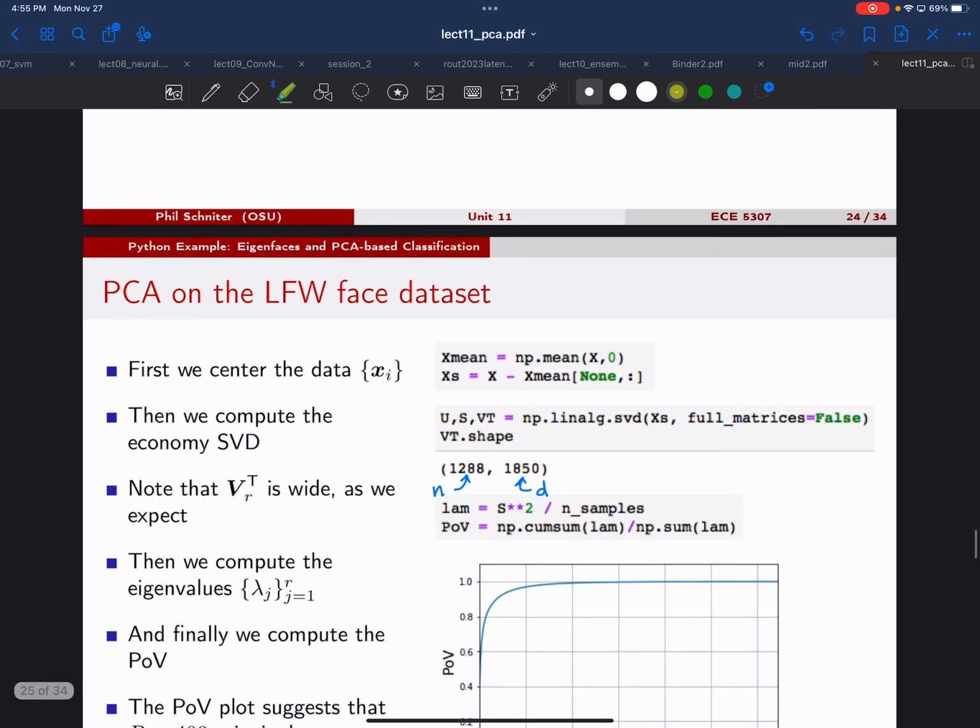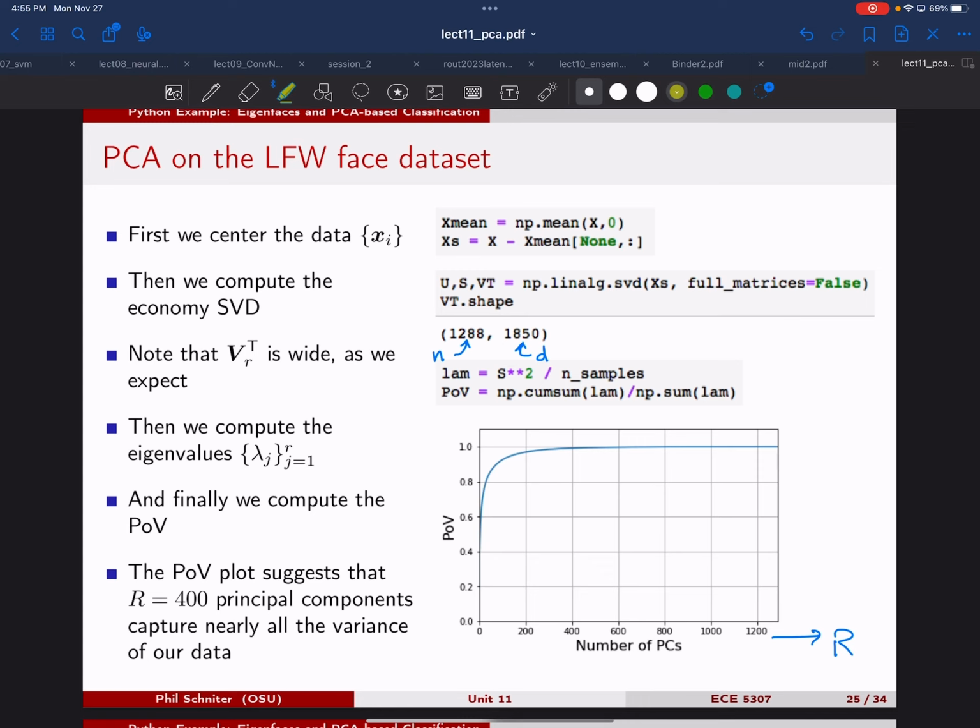Okay, so let's look at some nice pictures, or a little bit of code too. So this is our labeled faces in the wild data set. So how do we work with this? Well, we take the original raw feature matrix, and we compute the mean, and then subtract it, and we'll get this XS, which is like a centered version. Then we can do NumPy linalg SVD, and if we do full matrices equals false, this is how you do the economy version.